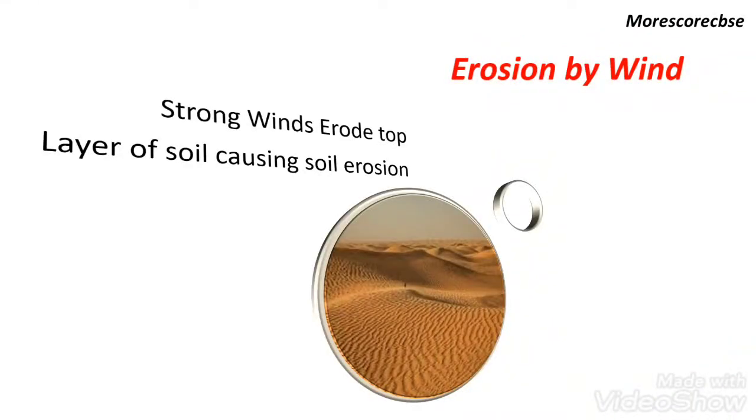Next, erosion by wind. Strong wind washes away the topsoil. This occurs mainly in the desert region.